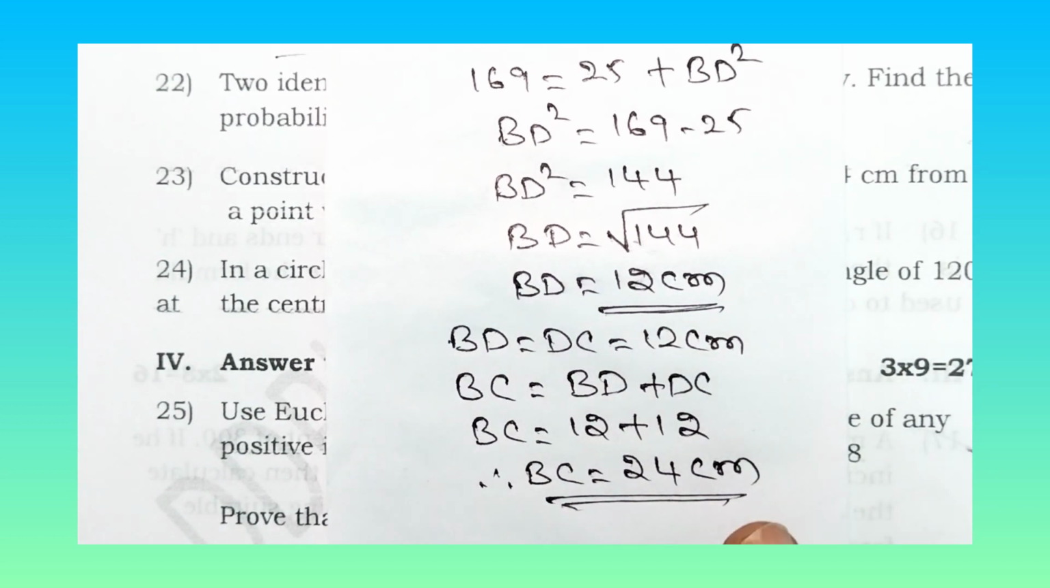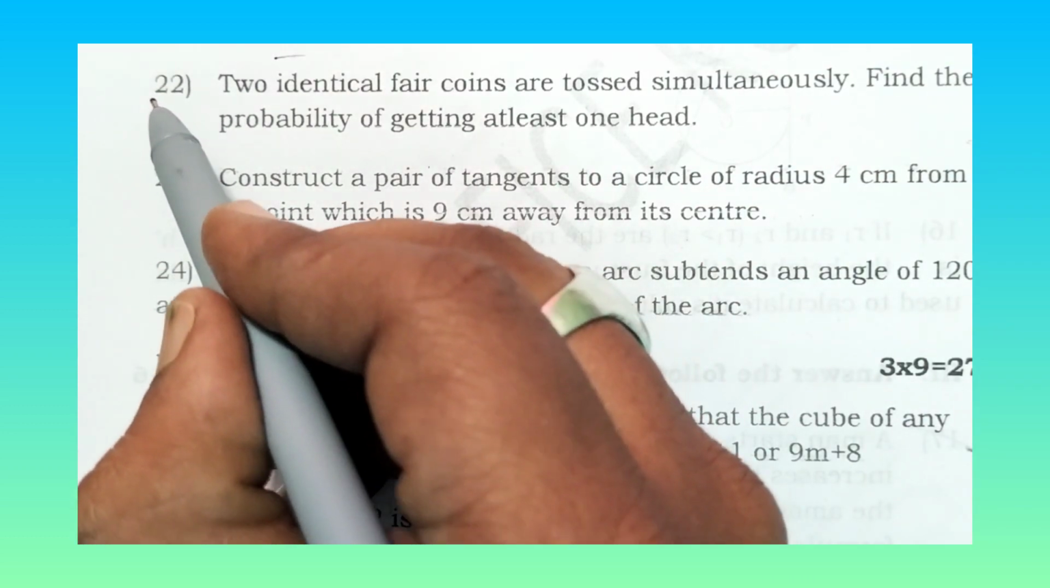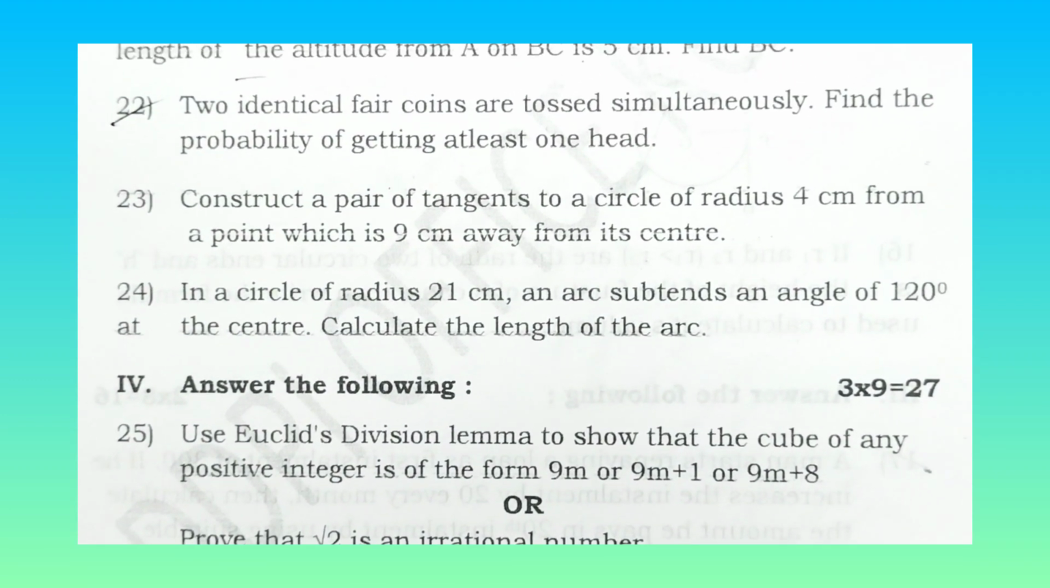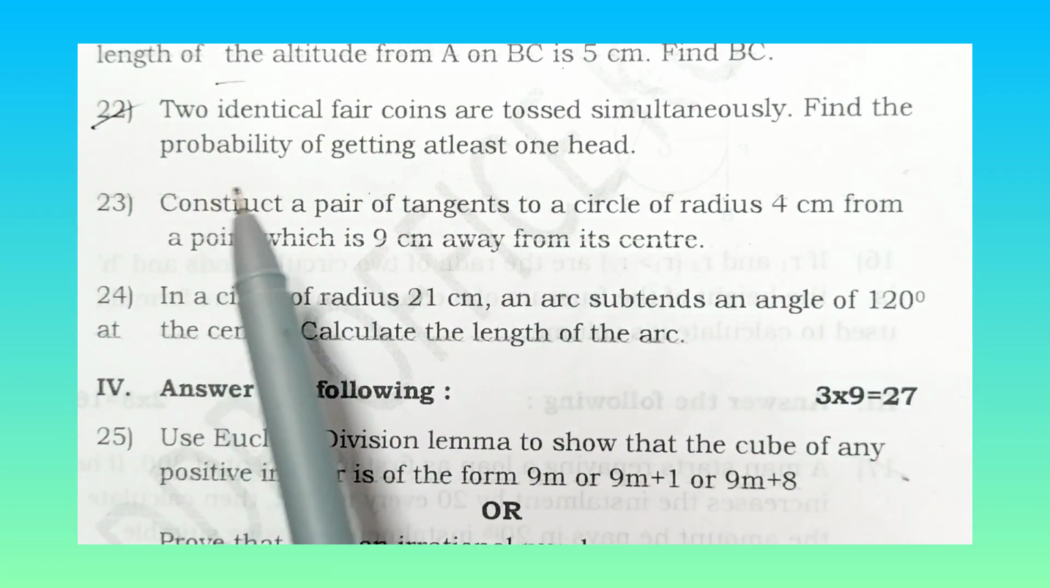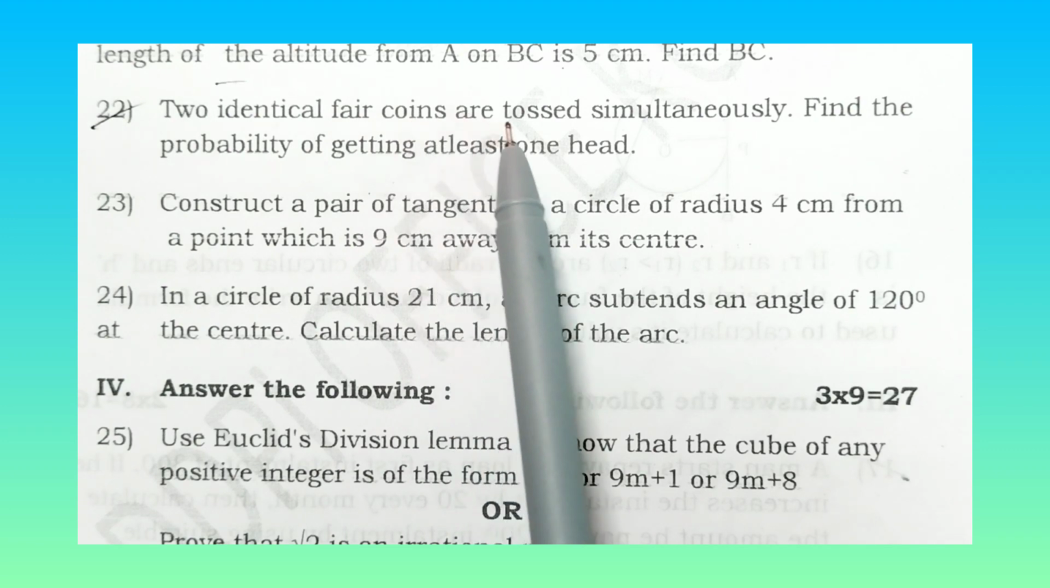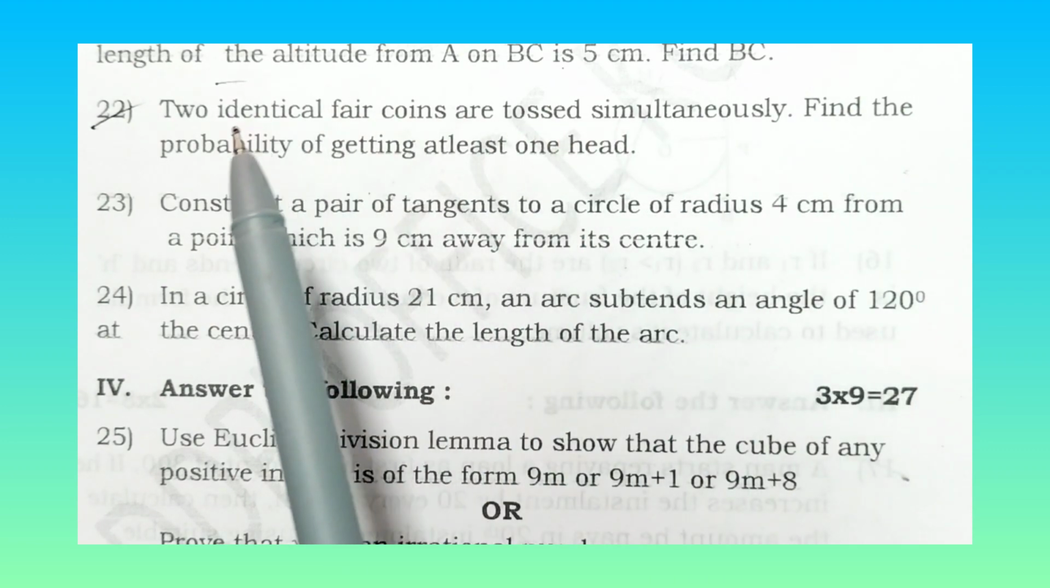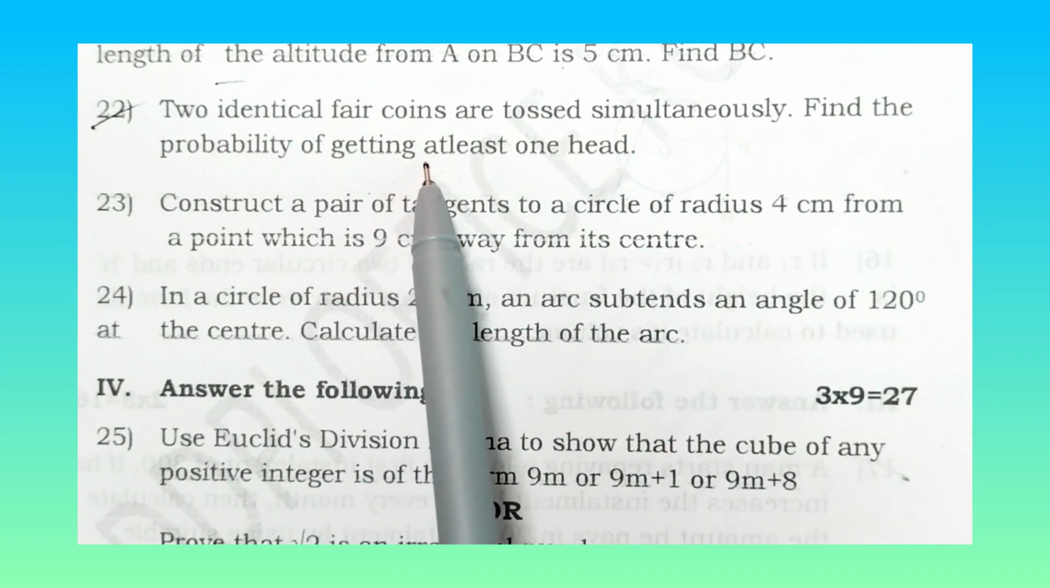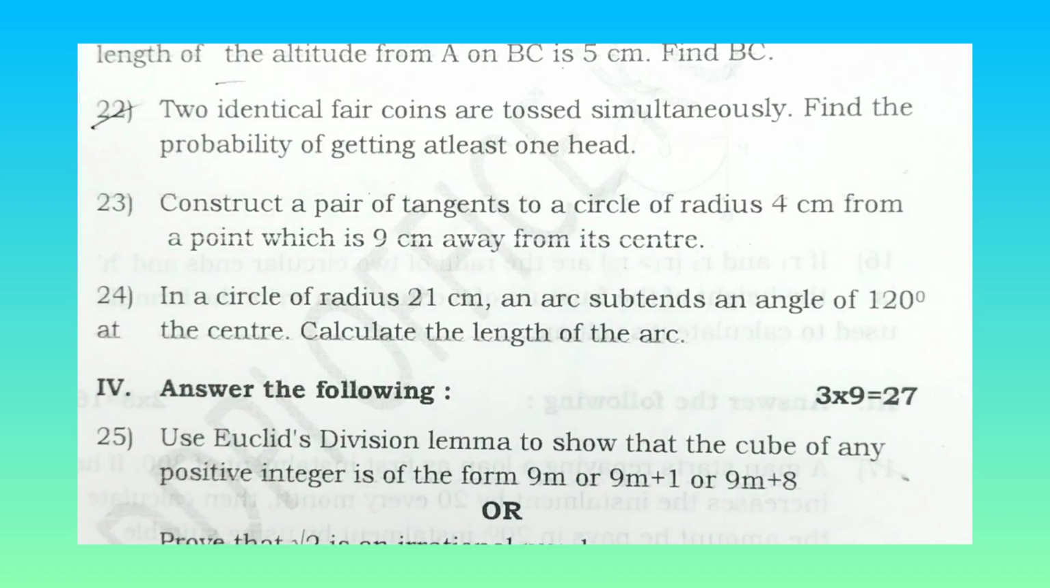Now let us move for the 22nd question. So what is the 22nd question? Two identical fair coins are tossed simultaneously. Find the probability of getting at least one head ಅಂತ ಹೇಳಿಯೇನೆ. ಸೊ ಟೂ ಐಡೆಂಟಿಕಲ್ ಫೇರ್ ಕಾಯಿನ್ಸ್ ಆರ್ ಟಾಸ್ಡ್ ಸೈಮಲ್ಟೇನಿಯಸ್ಲಿ.